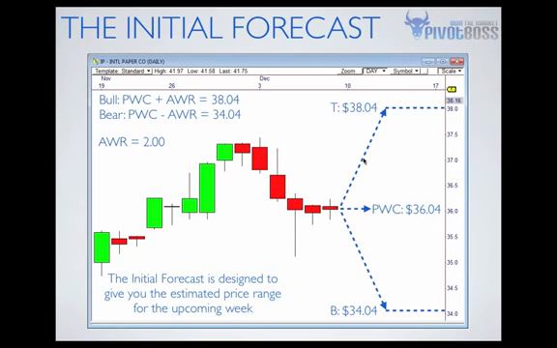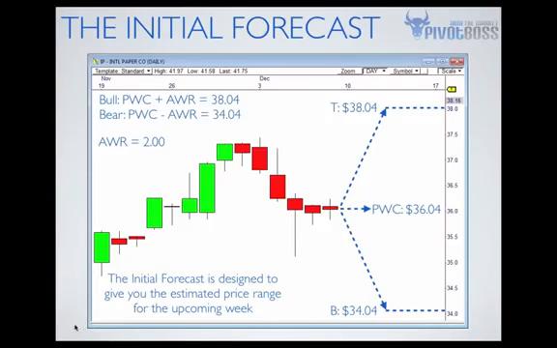The upcoming week hasn't even started to trade yet, but here's Friday's close, which is 36.04, prior week's close. 36.04, forecast average daily range of 2 points higher. That's 38.04. Forecast it lower, that's 34.04. Now we have a very good basis for where average price movement should put price if the stock trades like it normally does.